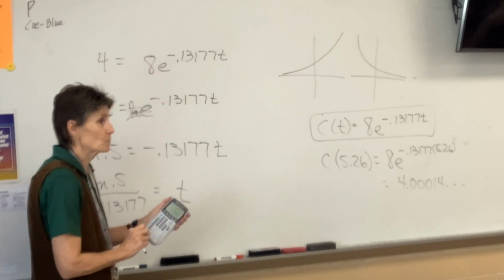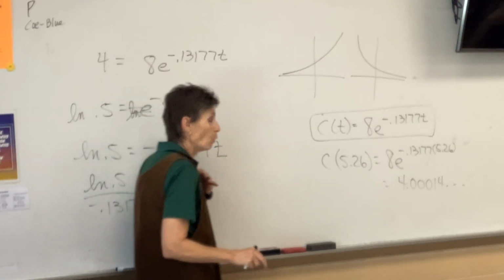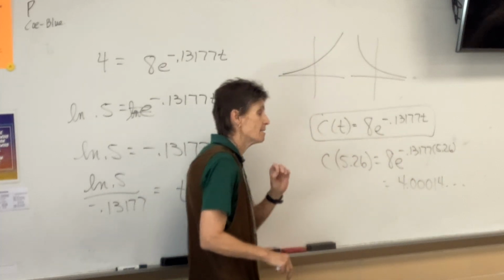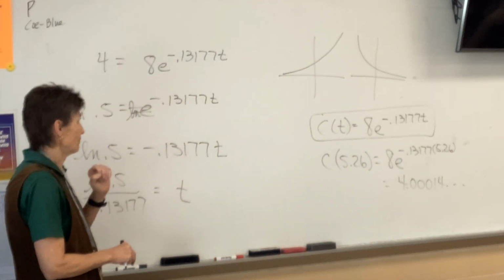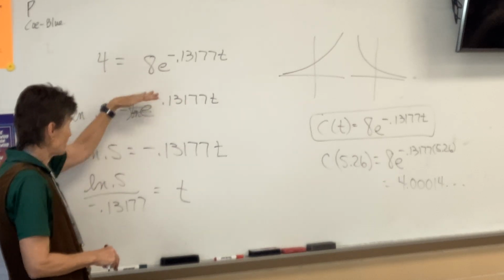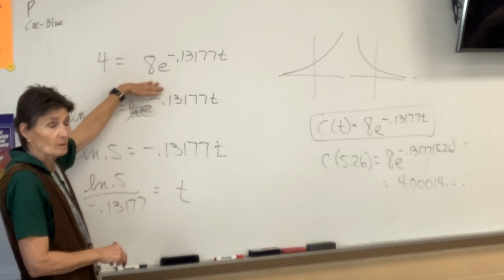Yep, sure enough. So I love what Caitlin did. They told me the half-life, so she just plugged that number in. That's great. If you don't have the half-life, then you have to set something up like this and either solve it with logarithms or solve it graphically on your calculator.